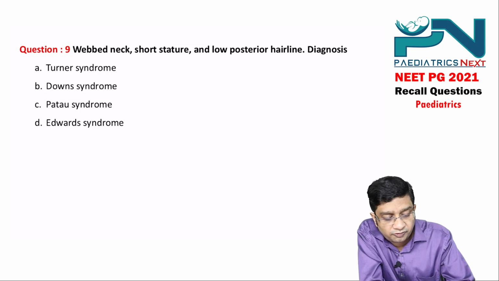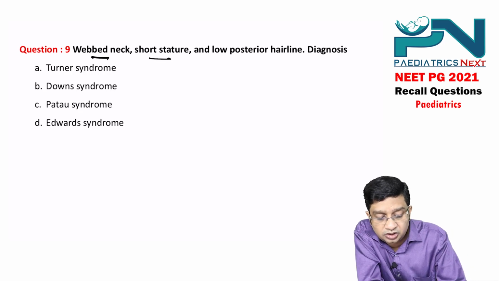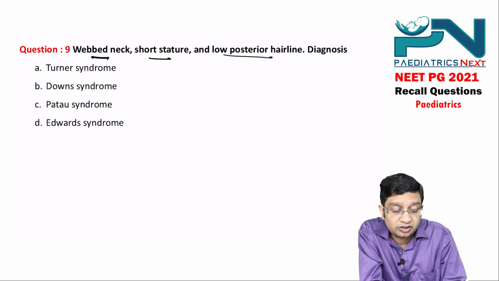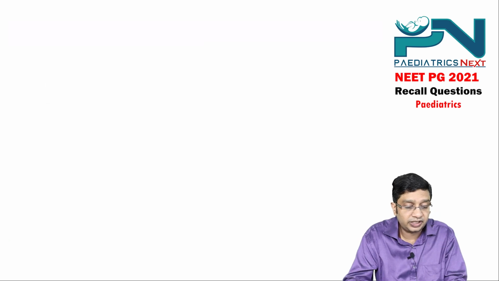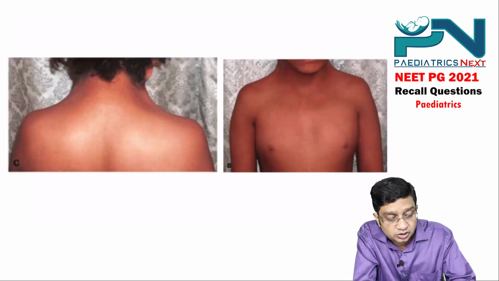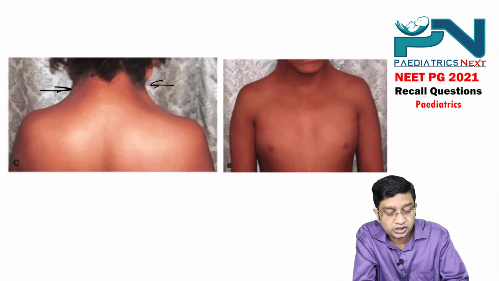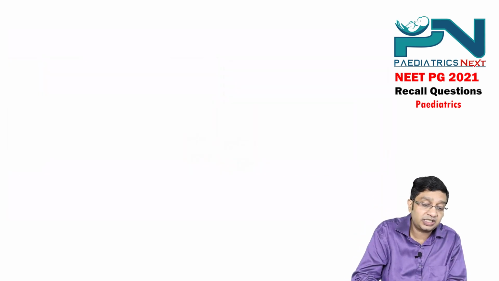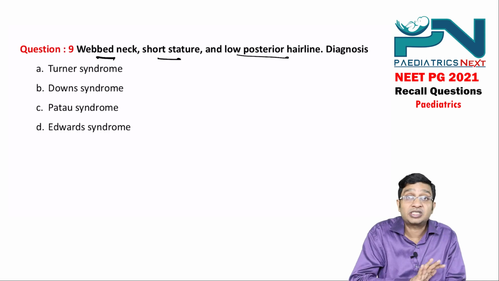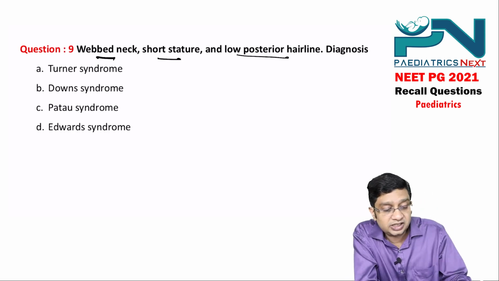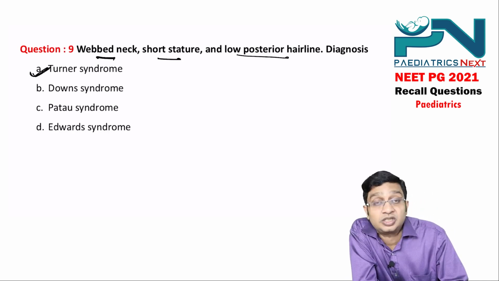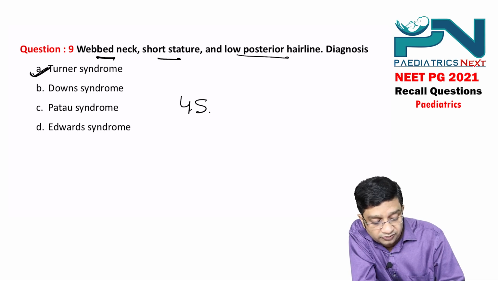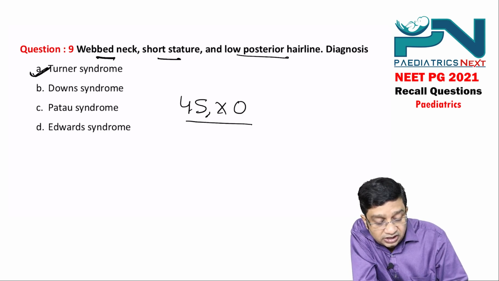Simple question: webbed neck, short stature, low posterior hairline, the diagnosis? Yes, webbing of the neck is particularly there. There is a low posterior hairline, which we are showing here. There is a shield-like chest, which is present here. The shield-like chest means there are hypoplastic nipples and a flat chest, and this is a case of Turner syndrome. So Turner syndrome, 45 XO.